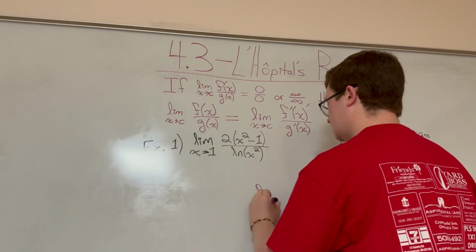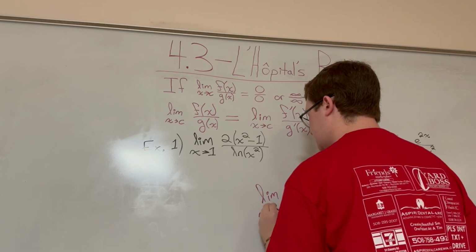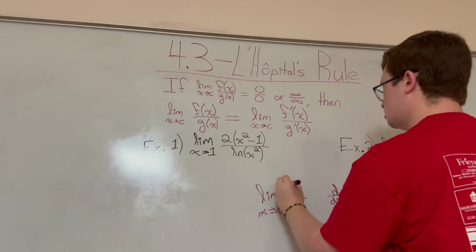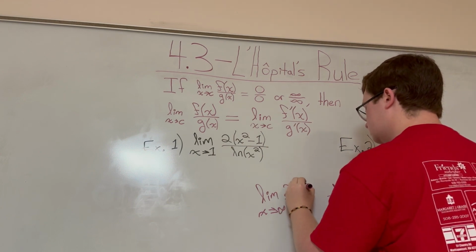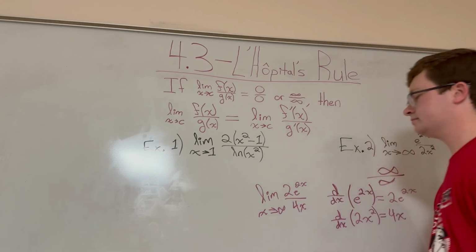I'll do it over here. Rewrite the limit as x approaches that same number, which in this case is infinity, of the derivative of top, which is 2e to the 2x, over the derivative of bottom, which is 4x.